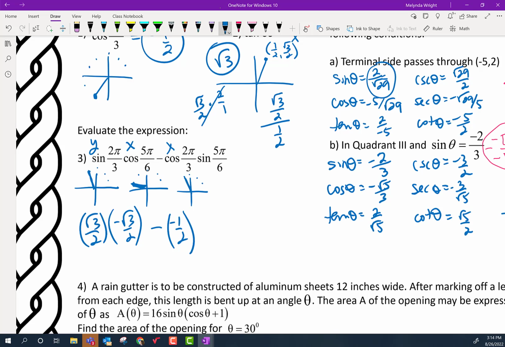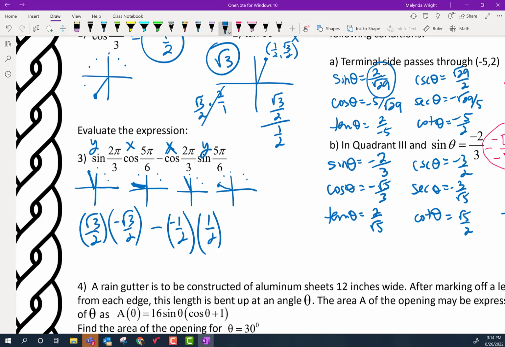Okay. Last one. Sine of 5 pi over 6, 1, 2, 3, 4, 5. So it's here. Sine is y. Okay, so the y value is short, so that's going to be 1/2. And it's in the second quadrant, so it's positive.